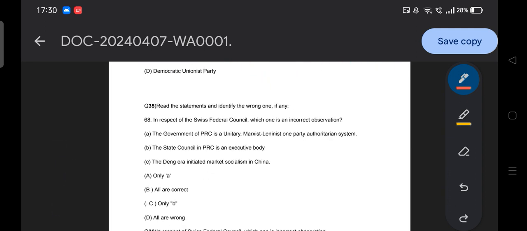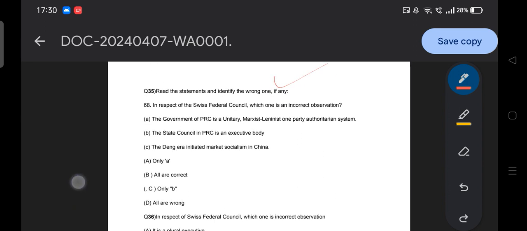Moving to the next, identify the wrong one. In respect to the Swiss Federal Council, which one? Okay, you can ignore it. This is not related to this question. It is inappropriately printed here.